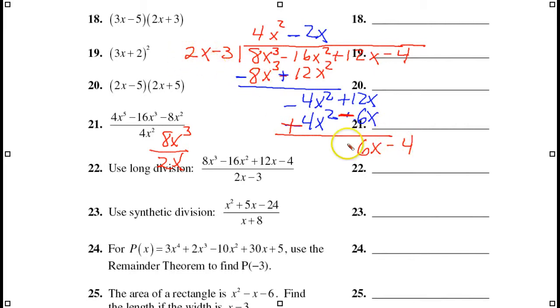We now will go 2x goes into there 3 times. 2x times 3 is 6x. That's what we want to have. And now this times this gives me a negative 9. I put my line, change my signs. This becomes a 0. This is a positive 5. And I have this as my answer, plus 5 over our divisor, 2x minus 3.